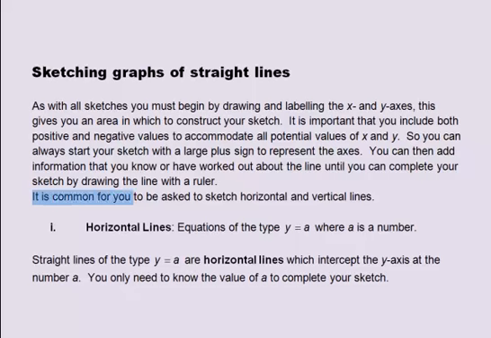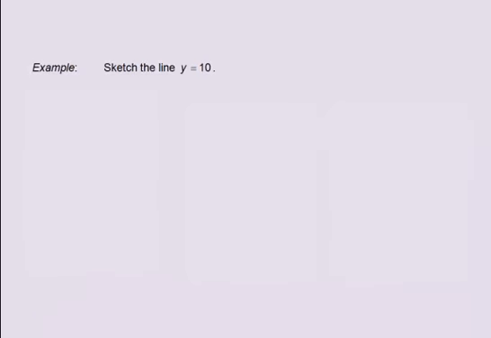It is common for you to be asked to sketch horizontal and vertical lines. 1. Horizontal lines. Equations of the type y equals a, where a is a number. Straight lines of the type y equals a are horizontal lines, which intercept the y-axis at the number a. You only need to know the value of a to complete your sketch.